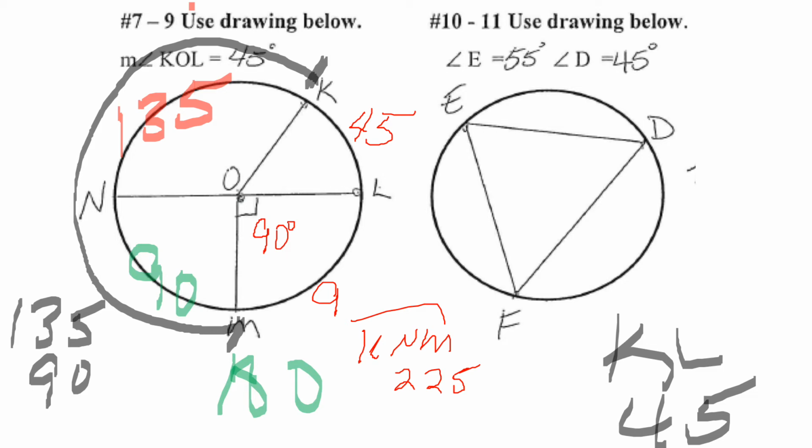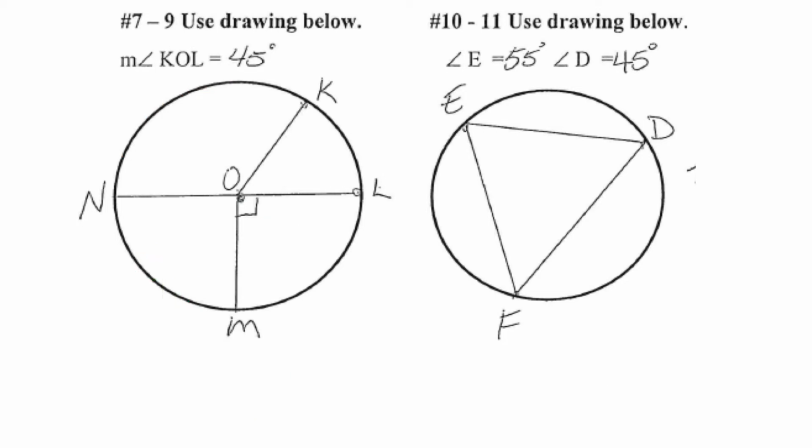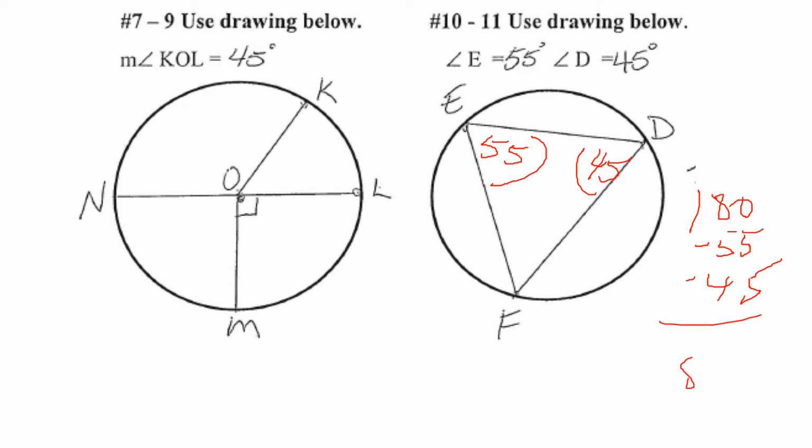Okay. Alright. Next, we've got the one like we did in class. Just like it, same drawing, everything. You're given two numbers that you're going to have to fill in. Angle E is 55 degrees, and angle D is 45. So the easiest thing to do, old school stuff here, 180 minus 55 minus your 45 will give us 80 left over for angle F. So that's one of your questions right there. What is angle F? That's 80.